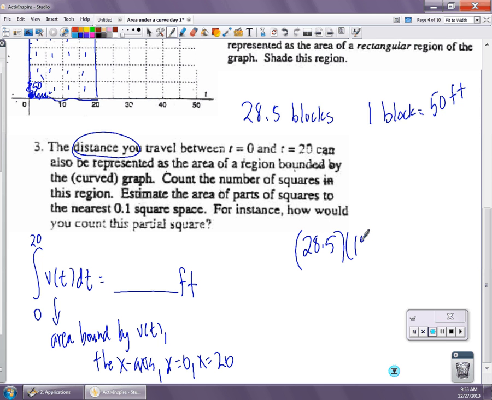Whoops, let's clear that up. 28.5 multiplied by 50, which gives me 1,425. So the approximation of the area, the approximate distance that I traveled from 0 to 20 seconds was 1,425 feet. So again, we calculated another definite integral geometrically, and that's all this video focuses on, is how to calculate that area or evaluate that definite integral geometrically.